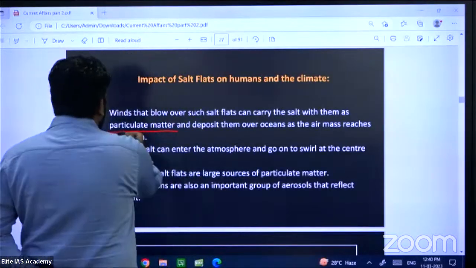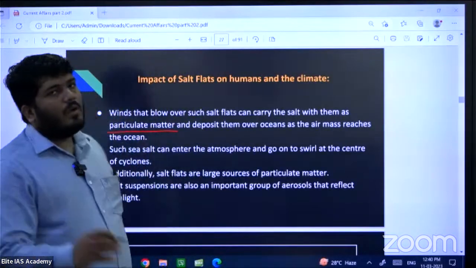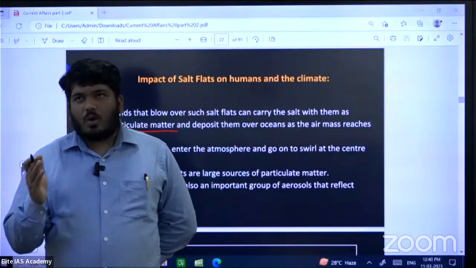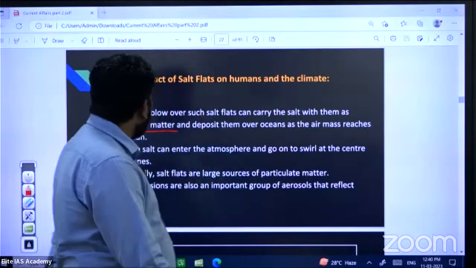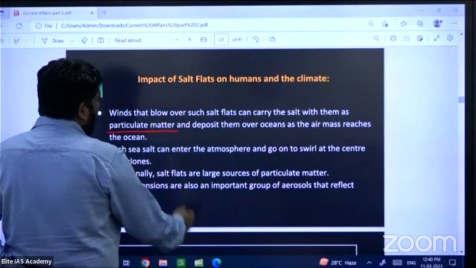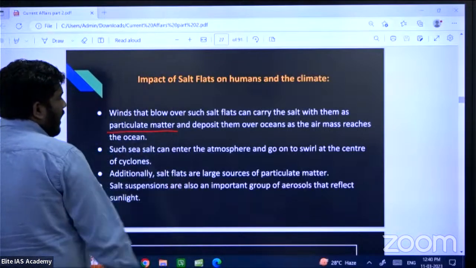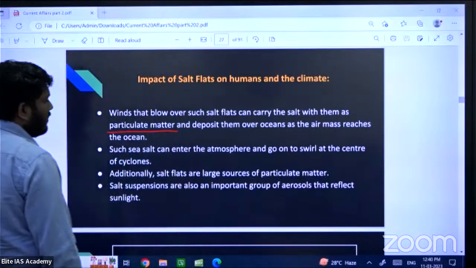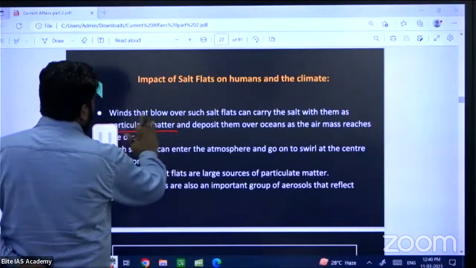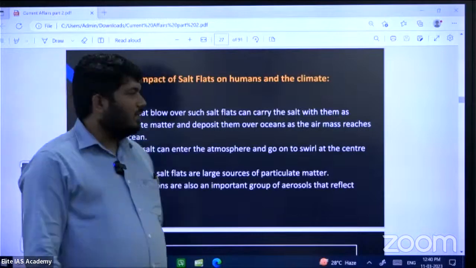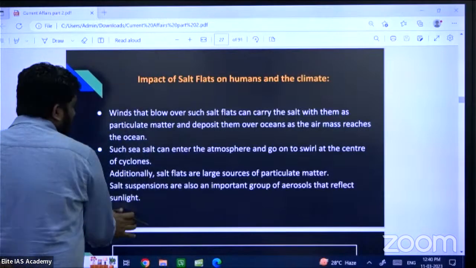That dust particle is called particulate matter. So if the air takes salt around it, that will be one of the particulate matter. Such sea salt can enter the atmosphere and go on to the center of a cyclone. Salt flats are a large source of particulate matter, and salt suspensions are also an important group of aerosol. So indirectly these are harming the environment, we can say that. Okay, so this was in the news.